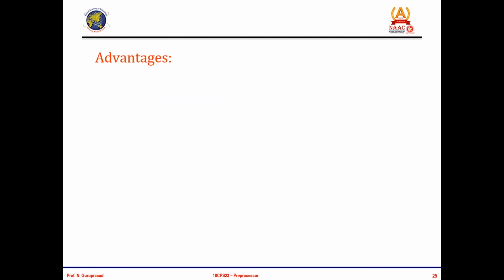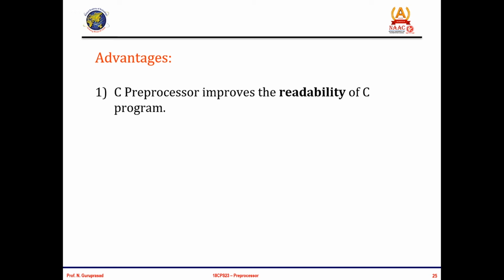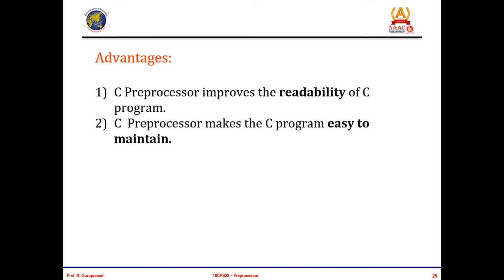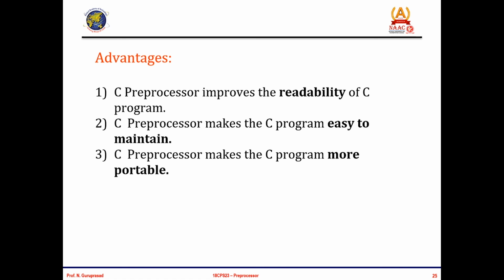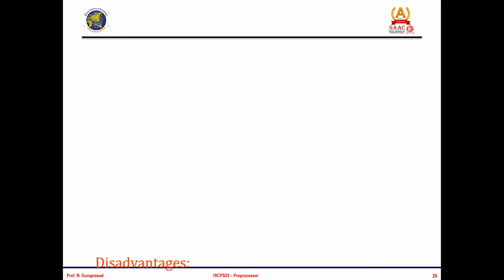So let us move into the almost closing part of this particular topic called preprocessors. The advantages. The following are the advantages of preprocessors. The C preprocessor improves the readability of the C program. It makes the C program easy to maintain. And the last one is it makes the C program more portable. So the advantage of using the preprocessor is threefold: readability, maintenance, and portability.